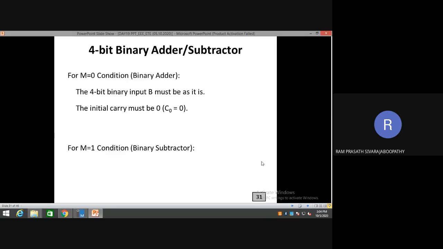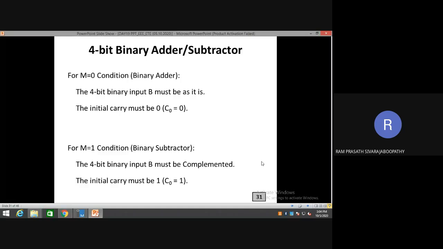You have only put a dash, Srihari. Very good. So one's complement. Okay, fine. So the 4-bit binary number B must be complemented. Complemented in the sense one's complement, it is indicated here. Okay. Initial carry, as Sabari said, C0 is equal to 1.